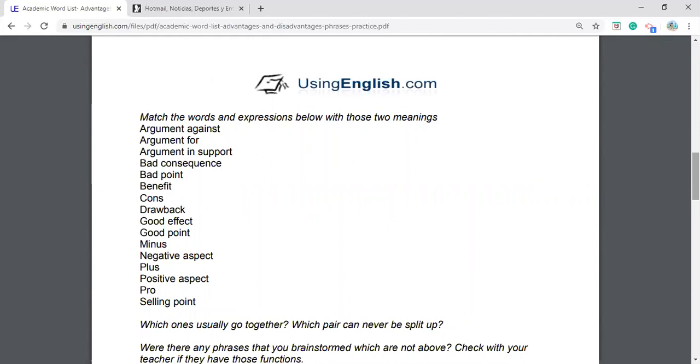Dice argument against, argument for, argument in support, a bad consequence, bad point, a benefit, cons, drawback, good effect, good point, minus, negative aspect, plus, positive aspect, pro, selling point.